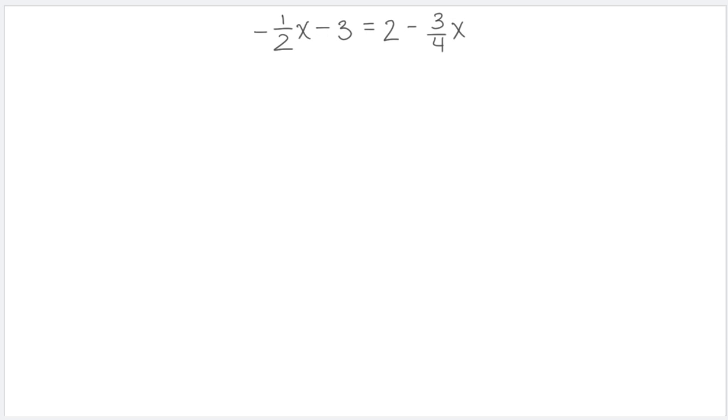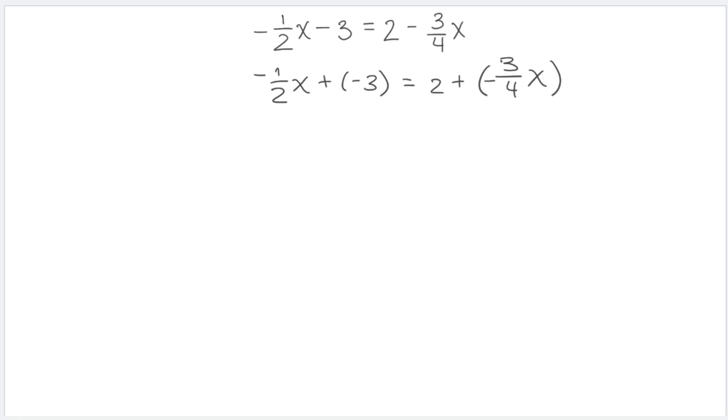Next, we have this equation, negative 1/2 x minus 3 is equal to 2 minus 3/4 x. So again, I'm going to get rid of any subtraction by changing it into addition, so that way we can use all of our wonderful properties of addition. So I'm going to go ahead and rewrite this as negative 1/2 x plus negative 3 is equal to 2 plus negative 3/4 x. All right.